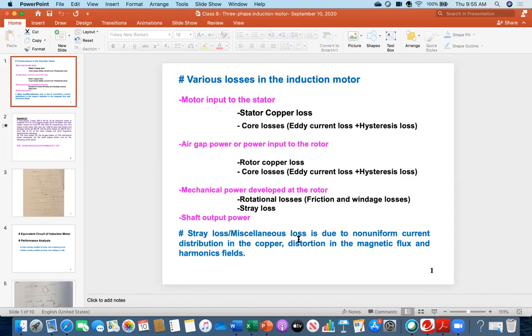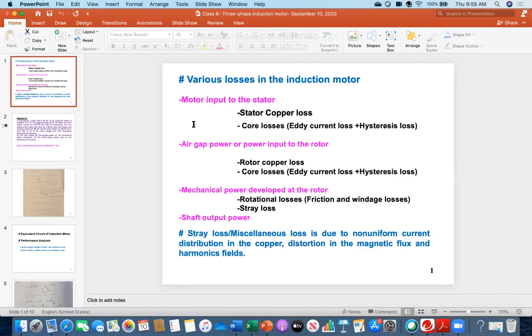So therefore there can be some loss, although that is small, that you have to take into account. That is called the stray loss or the miscellaneous loss sometimes. Therefore, after subtracting those two losses from the mechanical power, that is called the shaft output power. So this is the actual output power which is available on the shaft, the body which is rotating.